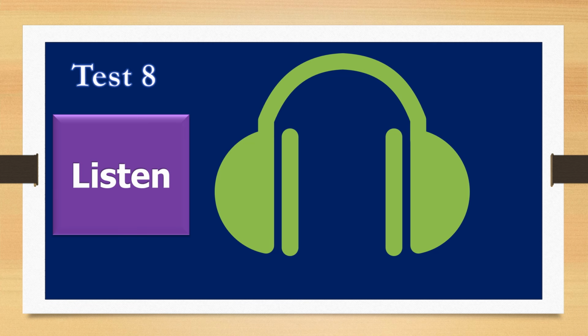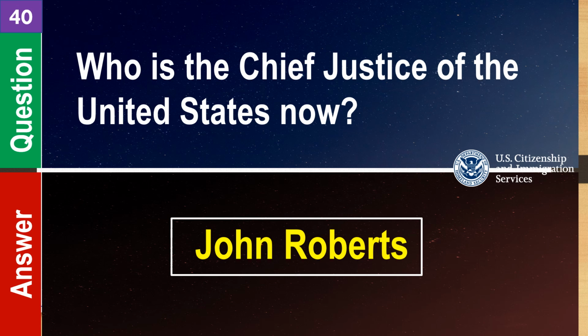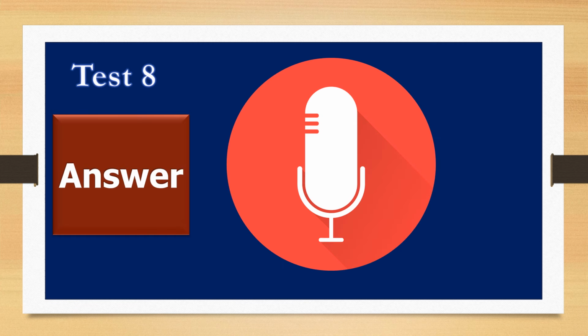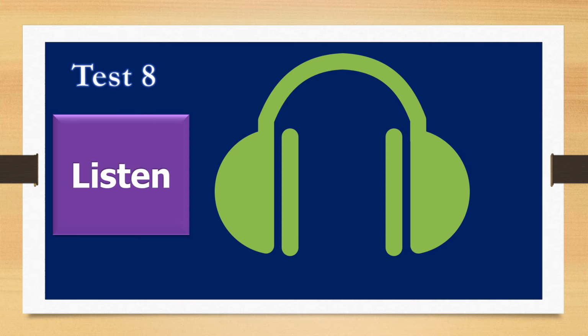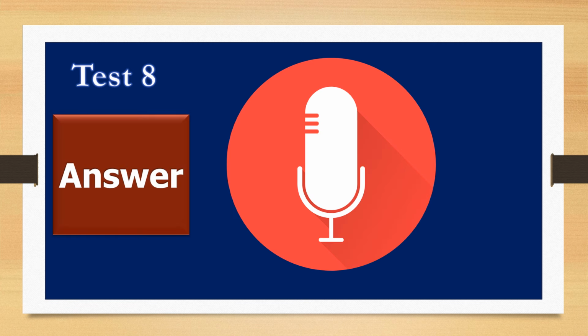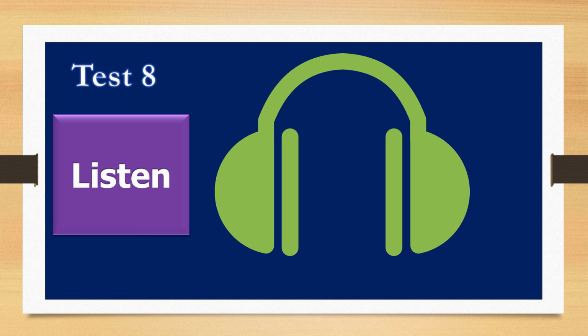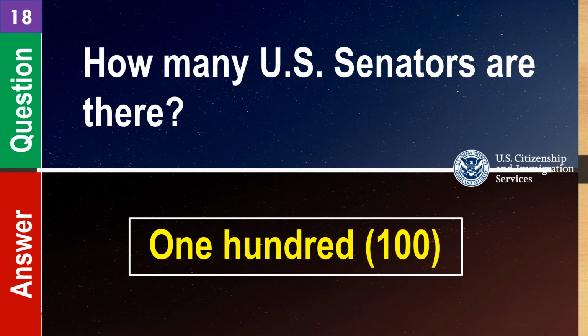Who is the Chief Justice of the United States now? John Roberts. Who is the Commander-in-Chief of the military? The President. Name one war fought by the United States in the 1900s. World War I. How many U.S. senators are there? 100.